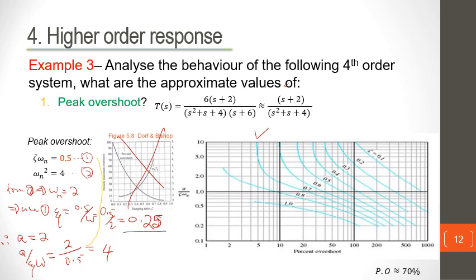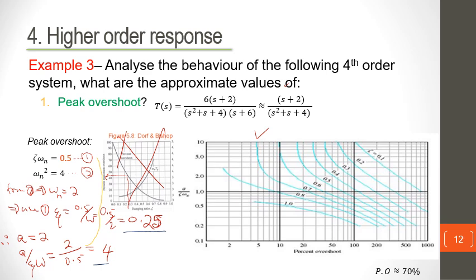This would have resulted in something like a peak overshoot of around 40 something. If it did not have zeros, then we were expecting an overshoot of around 45%. But like I said, this we can't use in this instance. We have to use this graph. So we have these two, a damping factor of 0.25, as well as this ratio of 4.